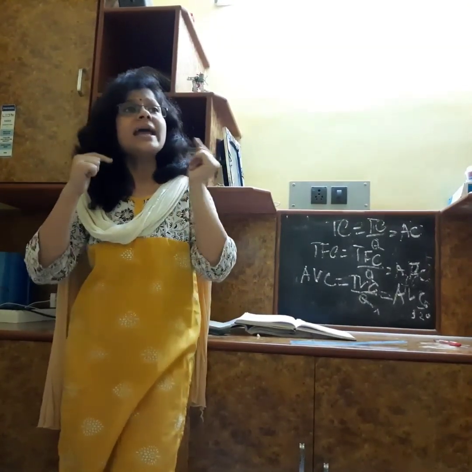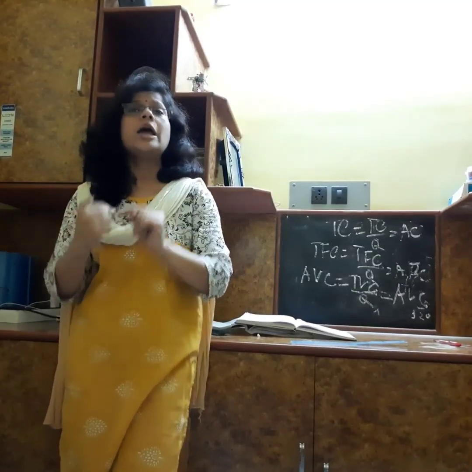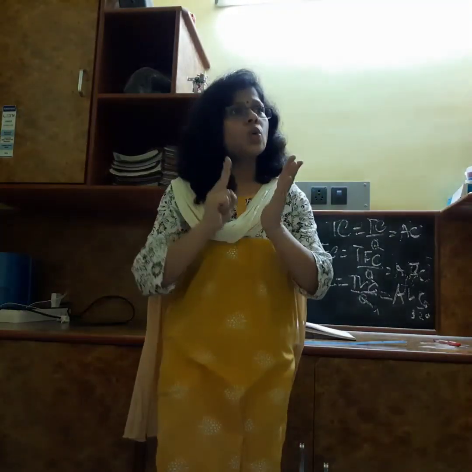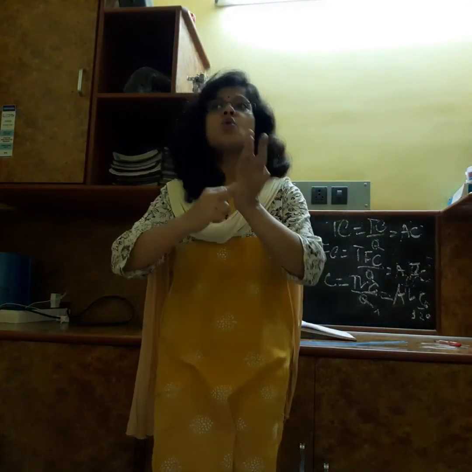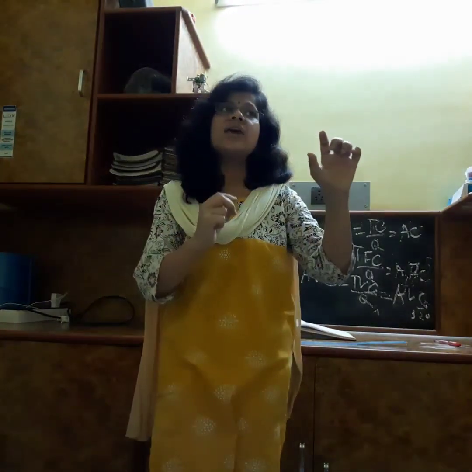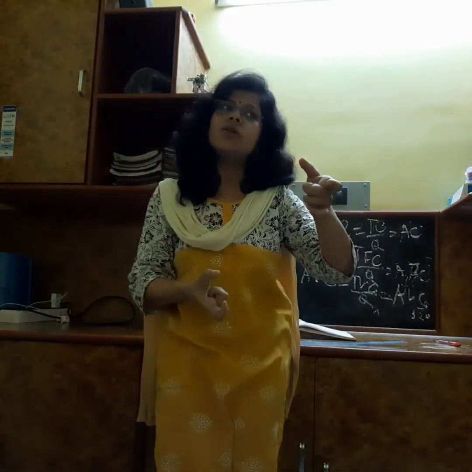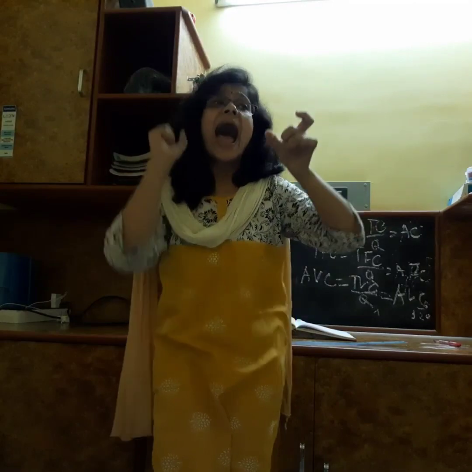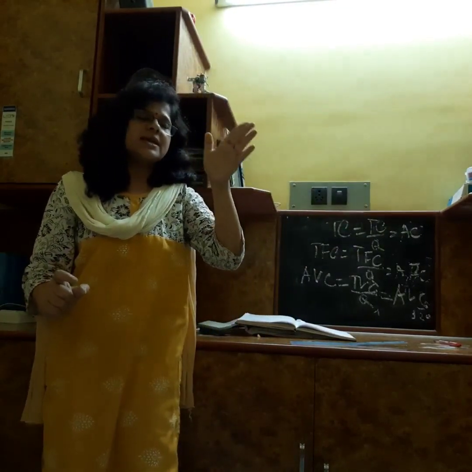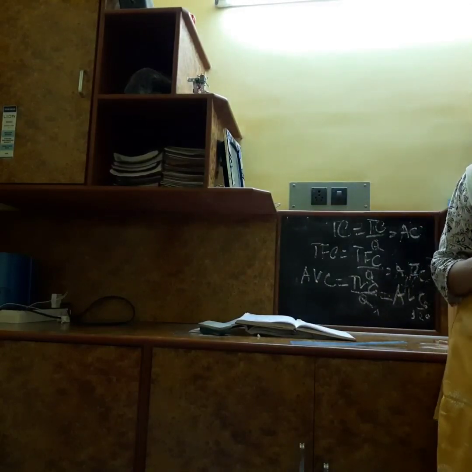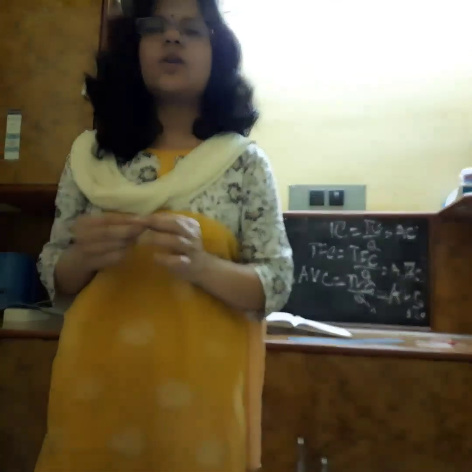Again repeating, why is AFC a falling curve from the beginning? Because AFC is a ratio between total fixed cost and output. Total fixed cost remains fixed, keeping Q variable. So in a ratio, if one is fixed and another is variable, what will be the outcome? The ratio will fall, the value of the ratio will decrease. As a result, AFC is falling from the beginning. But remember, it cannot be negative because AFC is the average of TFC. As TFC cannot be negative, AFC cannot be negative.